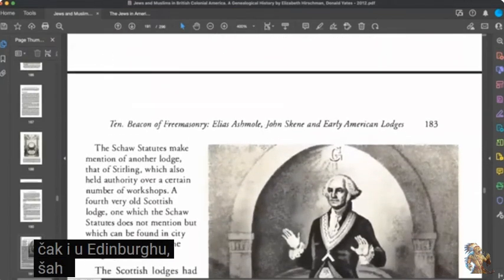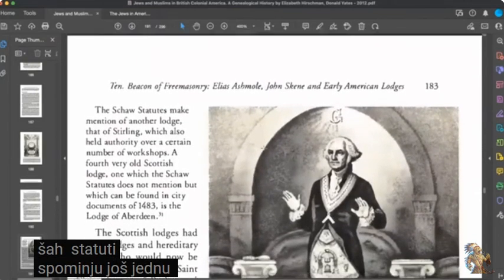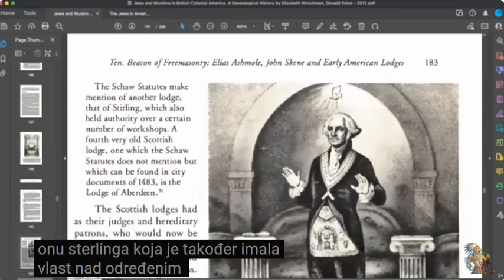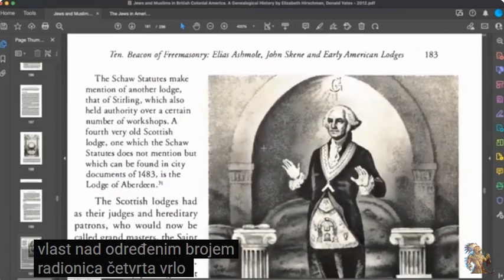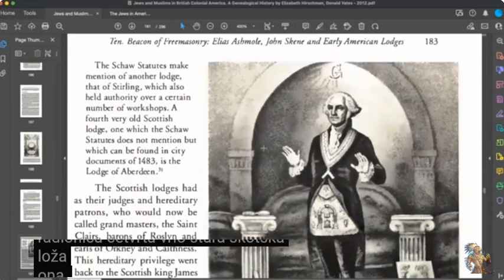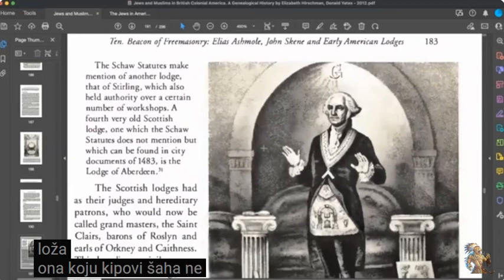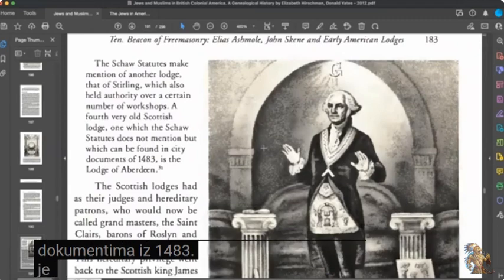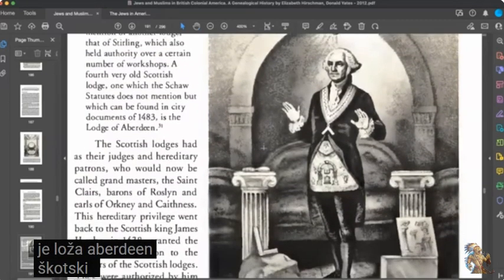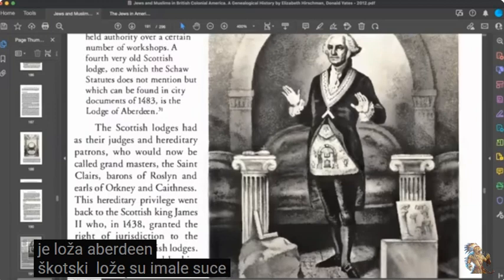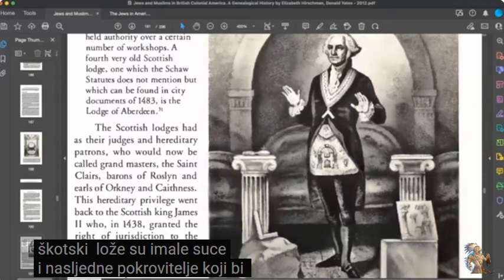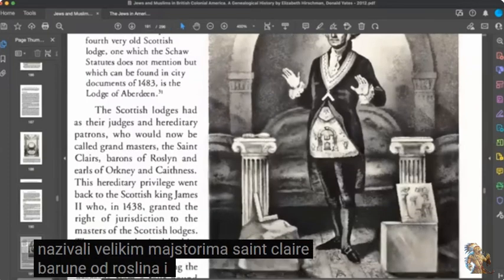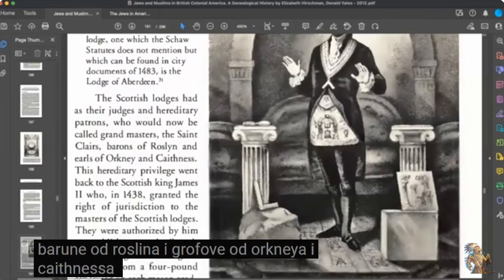The Shaw statutes make mention of another lodge, that of Stirling, which also held authority over a certain number of workshops. A fourth very old Scottish lodge, one which the Shaw statutes do not mention, but which can be found in city documents of 1483, is the Lodge of Aberdeen. The Scottish lodges had as their judges and hereditary patrons, who would now be called Grand Masters, the St. Clairs, Barons of Roslin, and Earls of Orkney and Caithness.